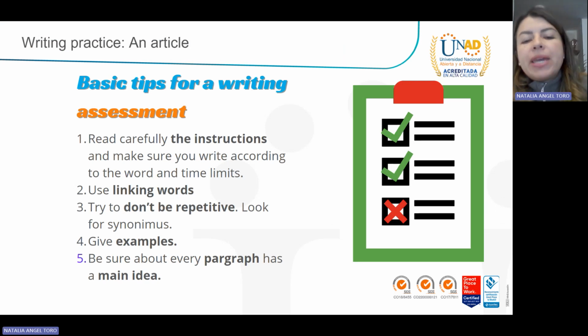Third, try not to be repetitive. Look for synonyms. Sometimes we express the idea in the same way and we use it all the time. For example, it's too common to see something like very, very. It's very important. And after that, it's very important again. So it's too useful not to be repetitive and look for other ways to express the idea. And something very important is to pay attention if we are doing an informal or a formal writing because it's really different.